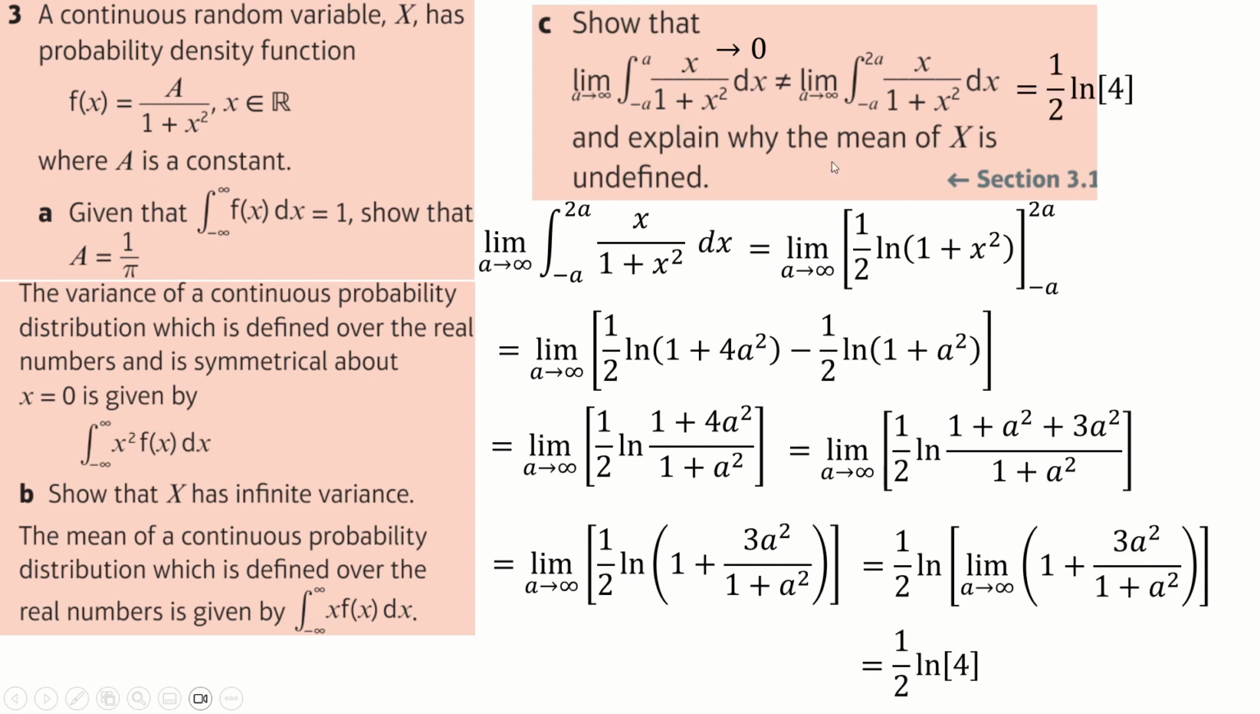The mean is therefore undefined because, like both of these things, as a goes to infinity, this is the integral between infinity and minus infinity, and so is this, which should be the mean. But it's not, because the mean has 2 different values here. So therefore the mean is undefined because it goes to different things.